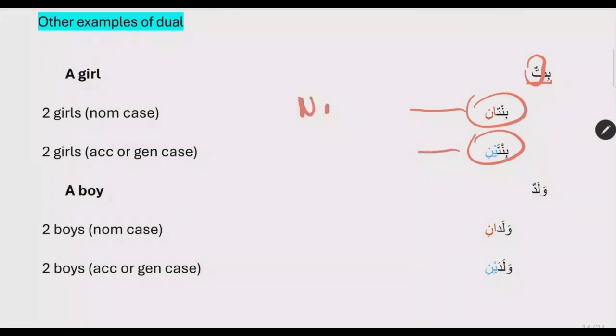And you remember I gave you this little mnemonic. These are the examples of the nominative, accusative, and genitive, just to remind you what they are, right? Then we have waladun as another example. Here it's straightforward. We add the ani, so it's waladani and waladaini to give you the three case endings for the word boy.